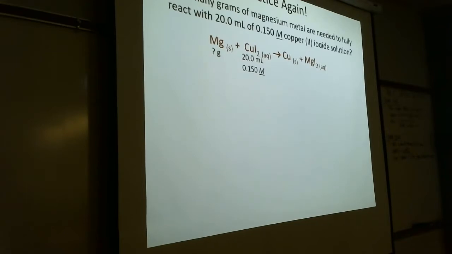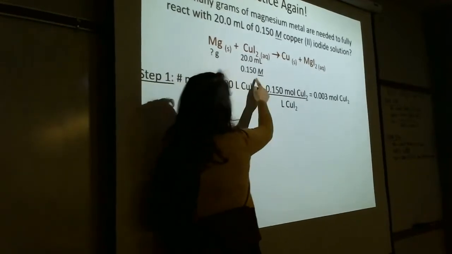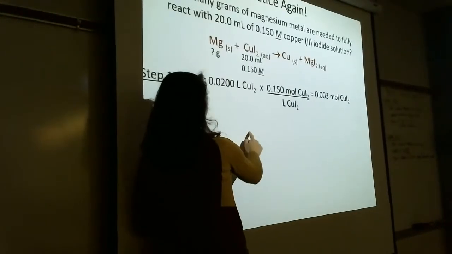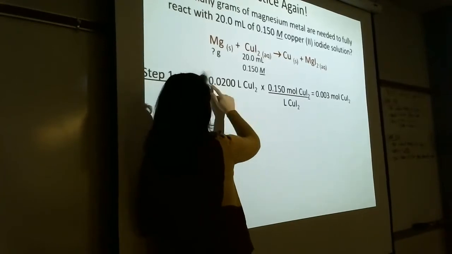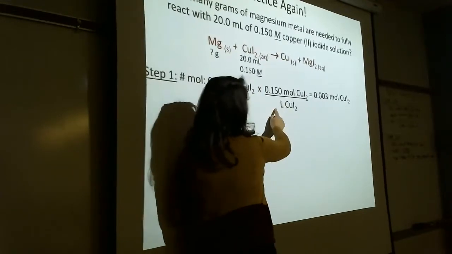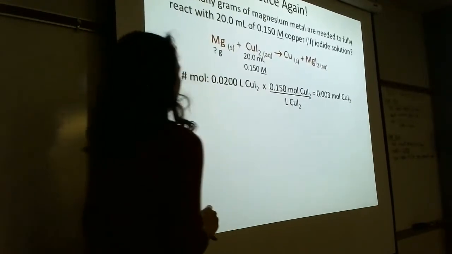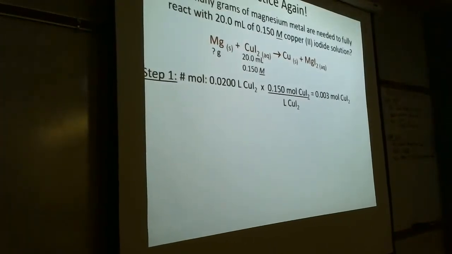So step one is still going to be the same. Right? Number of moles is obtained by volume times molarity. If moles over liters is molarity, then moles is molarity times liters. So volume in liters times molarity. Liters cancels, that gives me moles. Okay. So step one is still the same as what we did in the previous problems.